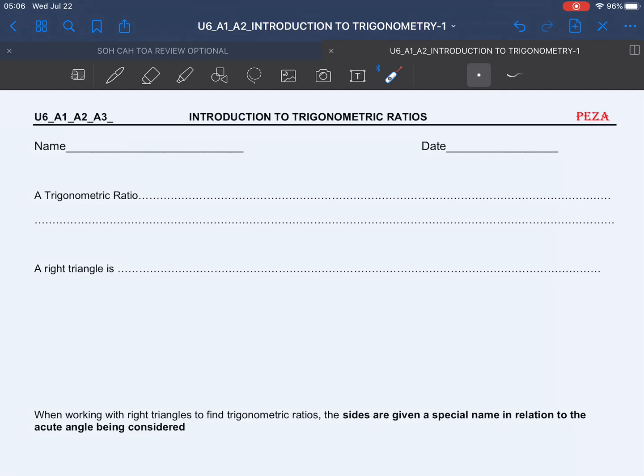Welcome. Today we'll talk about trigonometric ratios. This is the geometry of right-angle triangles. A right-angle triangle is a triangle that contains one 90-degree angle. Now, a trigonometric ratio would be the ratio of any two side lengths in a right-angle triangle.